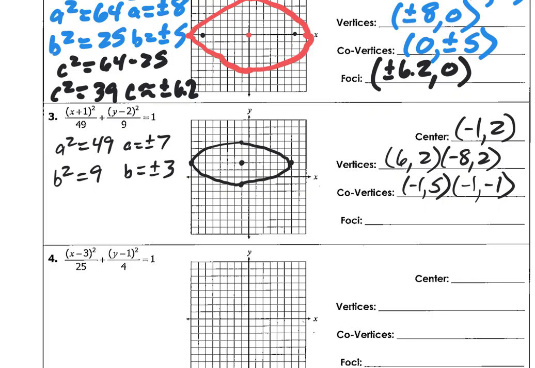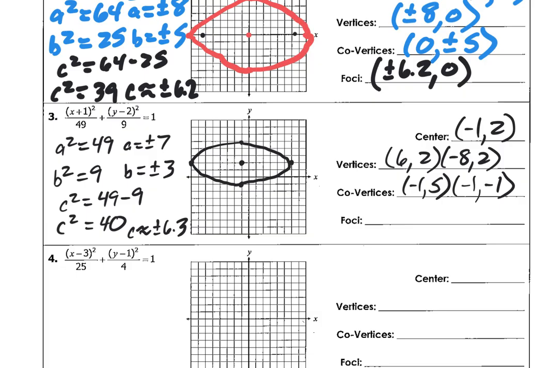Okay, and then the last thing here is our foci. So we're going to go 49 minus 9, which is 40. Okay, and so C is about 6.3. We said our original A value was 7, so this is just a little bit less than 7.